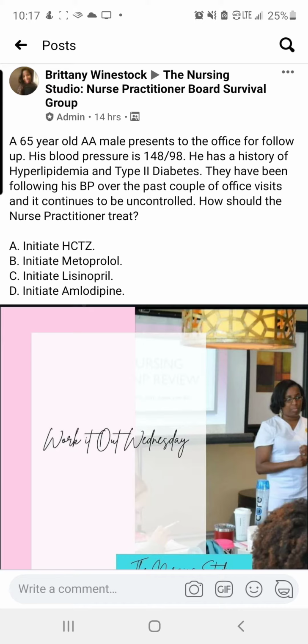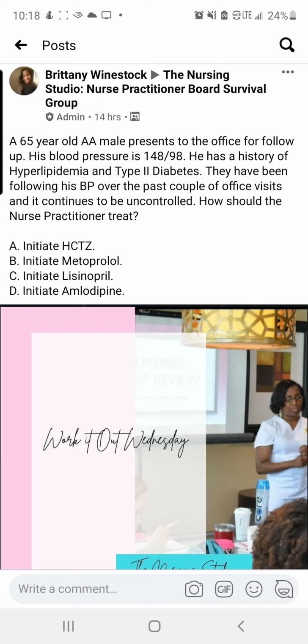Now, you remember that 140/90 based on ACC and AHA guidelines is the range that we start to initiate therapy for people who do not have any comorbidities. And then those who have a blood pressure of 130/80, we start to initiate if they do have comorbidities. So here they do, right? Because they have hyperlipidemia and type 2 diabetes. So we need to initiate some type of therapy, correct?